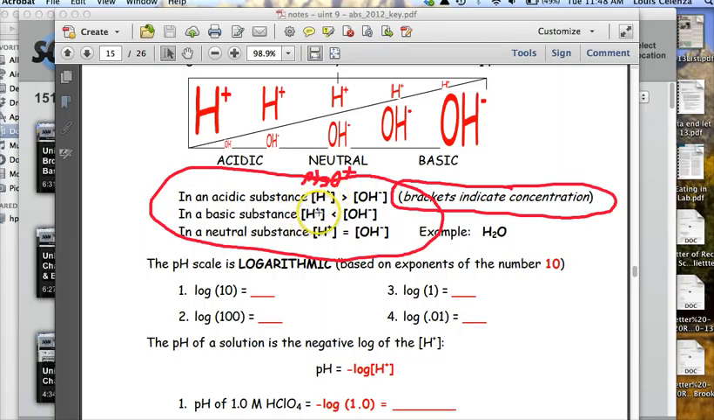In a basic solution, it's the exact opposite. The concentration of H plus ions or H3O plus ions is less than the OH. And the more OHs you have compared to H pluses, the stronger the base, the closer to 14 it's going to be.